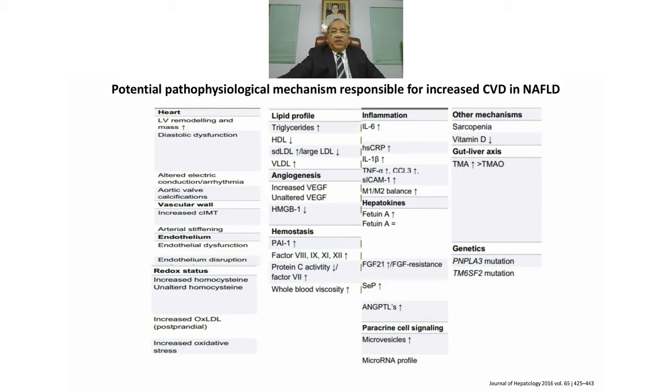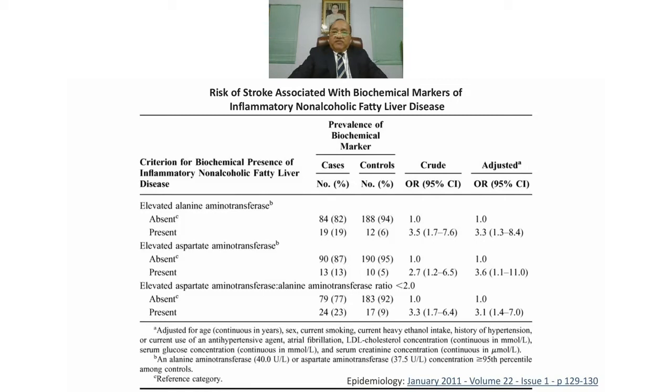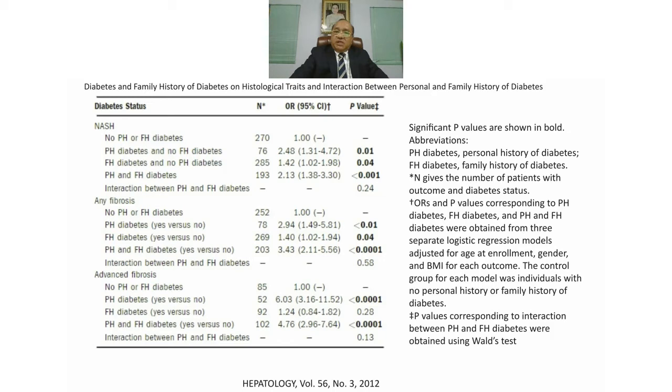If you look at the stroke patients, about chemical markers, NAFLD patients have increased ALT and AST compared to controls. If you look at diabetes and family history of diabetes on histological traits, and the interaction between personal and family history of diabetes, we can see that in NASH and in NASH fibrosis, the personal history of diabetes has increased in NASH and fibrotic people. And second is the family history compared to normal persons.